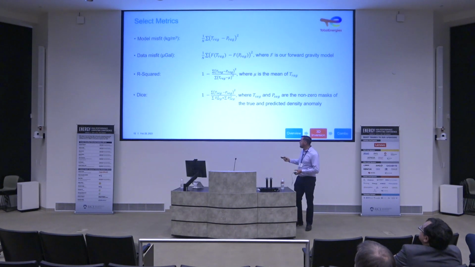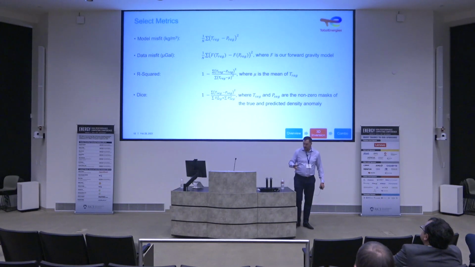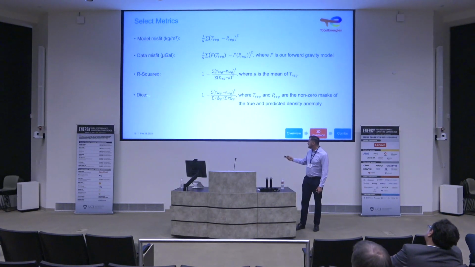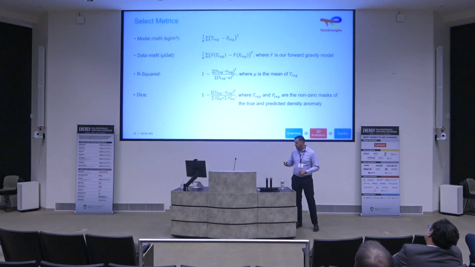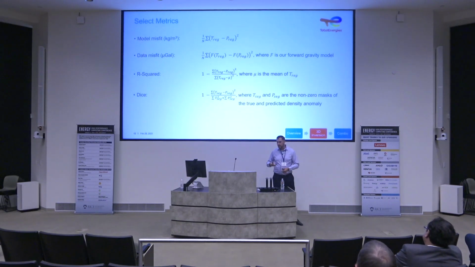And then the last two metrics we pick are R squared and dice. R squared is going to be applied between the true and predicted density models. And again, as a reminder, if you're not familiar, R squared ranges from -1 to 1, with 1 being a perfect prediction. And then lastly, for the dice, which is going to be a measure of accuracy for the actual segmentation results, we're going to apply basically 1 minus our dice loss here. And as a reminder, dice ranges from 0 to 1, with again 1 being a perfect prediction.